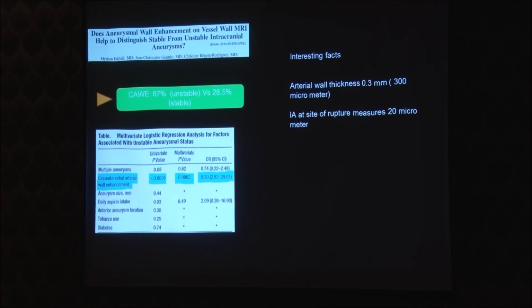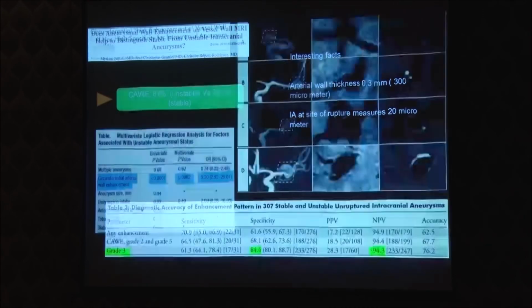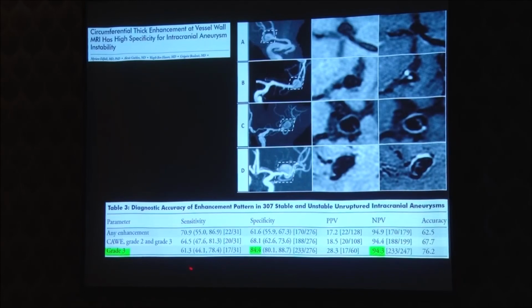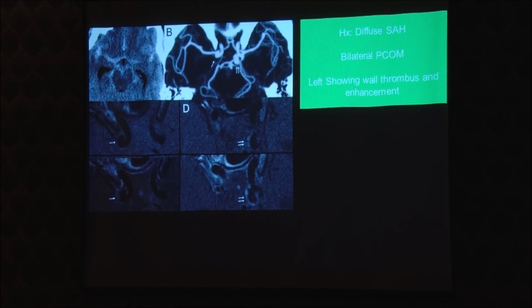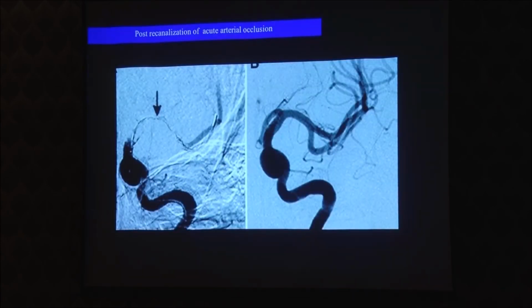We know the wall thickness is 0.3 mm, but at the rupture site it is 20 micrometer, 0.02 millimeter. That's where we're putting the coils in. So this is another paper which just suggests that aneurysm wall enhancement points to a chance that that particular aneurysm is going to be unstable or probably the ruptured one. Diffuse subarachnoid hemorrhage, you see a right PCOM aneurysm, left PCOM aneurysm, and you want to decide which one is ruptured. If you see here, there is enhancement in the left PCOM and nothing in the right PCOM. And we know this is probably the ruptured side.